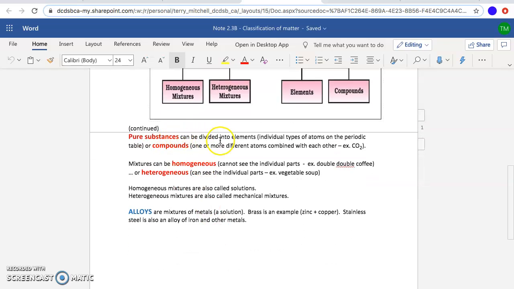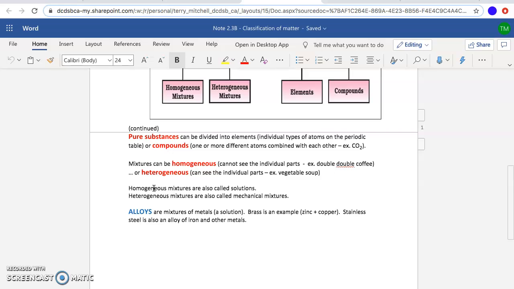Pure substances can be divided into elements or compounds, and mixtures could be homogeneous, you cannot see the different parts, or heterogeneous, you can see the different parts. Homogeneous has another name for it. We call that a solution. So when we mix up the salt and you don't see it anymore, that is a salt water solution. And for heterogeneous, we call those mechanical mixtures, and that's where you can see the different parts.